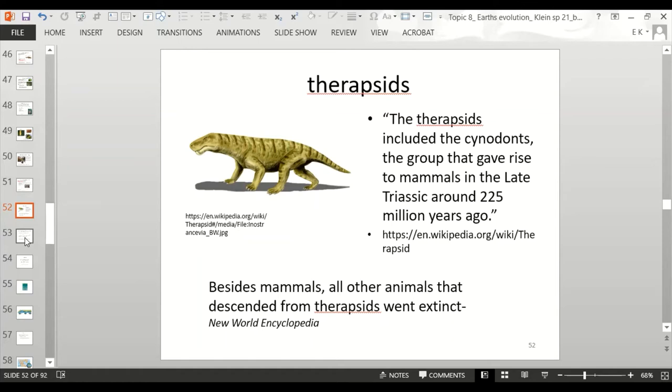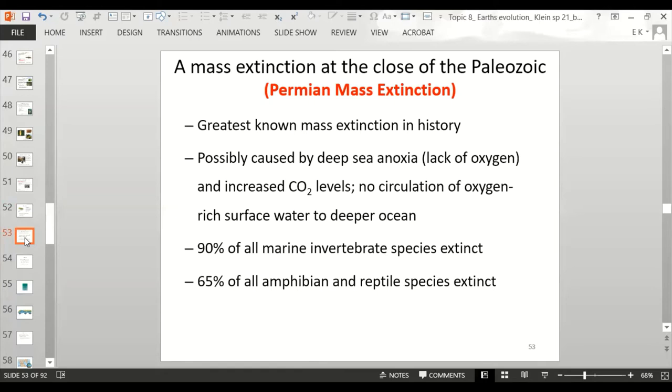So at the end of the Permian, which is the end of the Paleozoic, there was a mass extinction. It was the greatest known mass extinction in Earth history. It was possibly caused by what we call a deep sea anoxia, which is a lack of oxygen in the deep ocean water, as well as increased carbon dioxide levels. And then perhaps there was no circulation of oxygen-rich surface water to the deep ocean, and that would have led to this anoxia, which is thought to be the reason for this mass extinction.